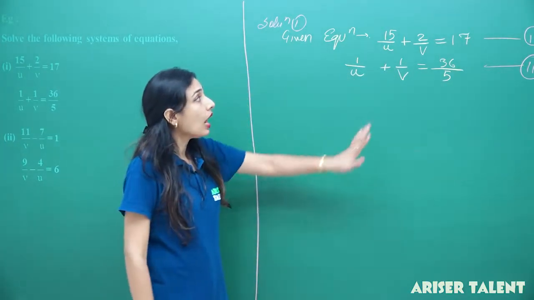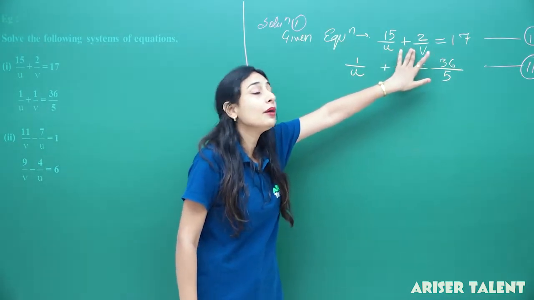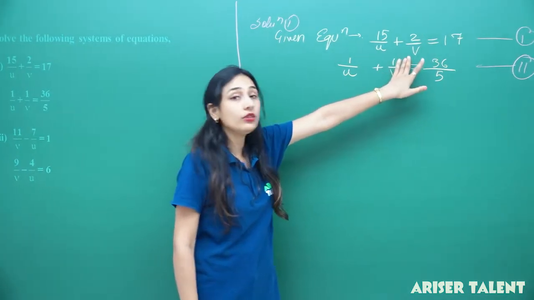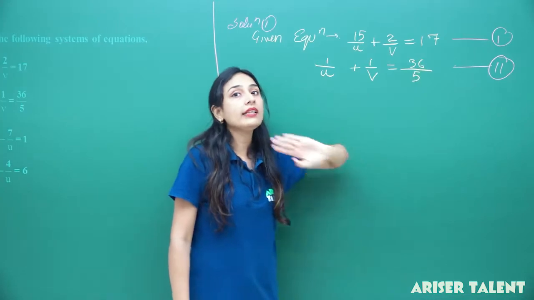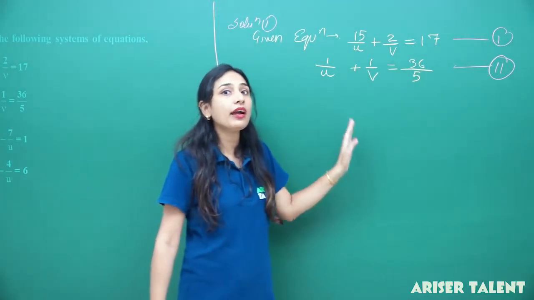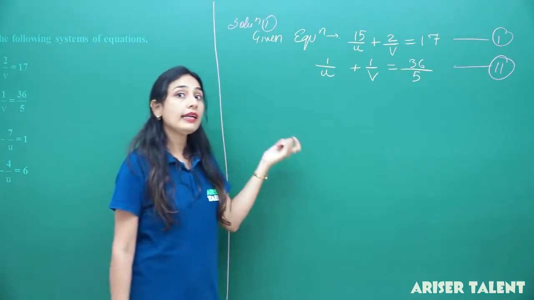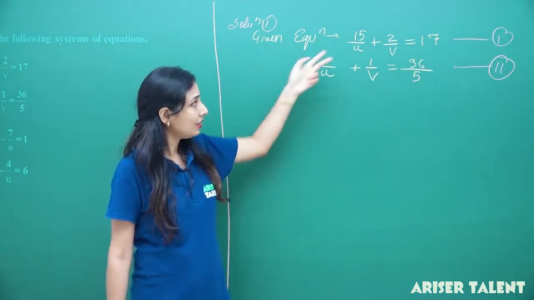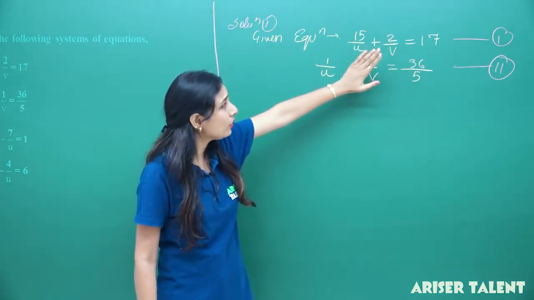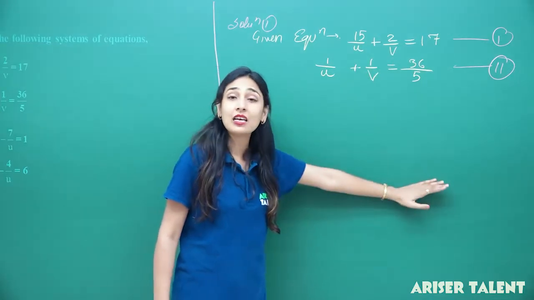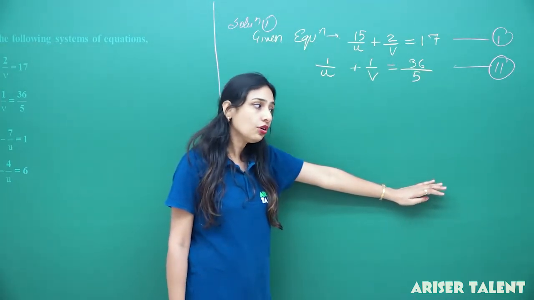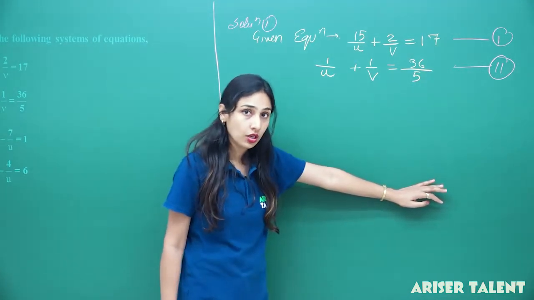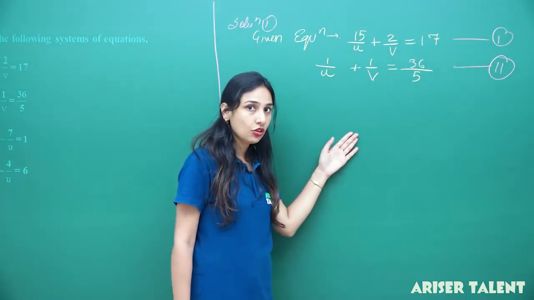Now what will I do? In these terms, I am having u and v. So I will find the value of v in terms of u, then substitute it in the second equation, then find the value of u, and then find the value of v. Now in this case, how will I do that? Because it's in inverse form. Should I multiply, take the LCM and all of that? So let's find a convenient approach for these kinds of questions.